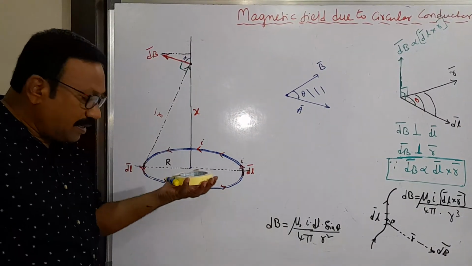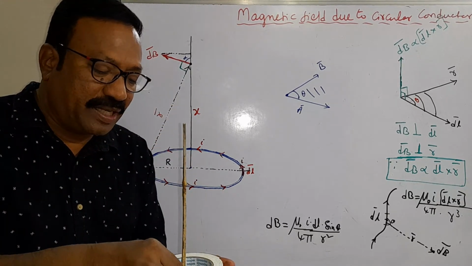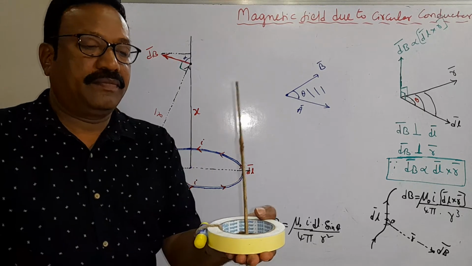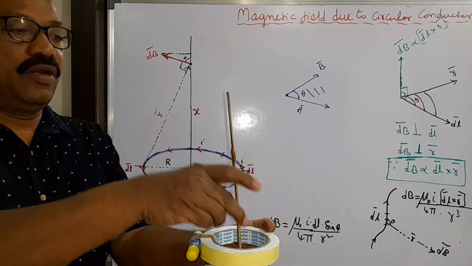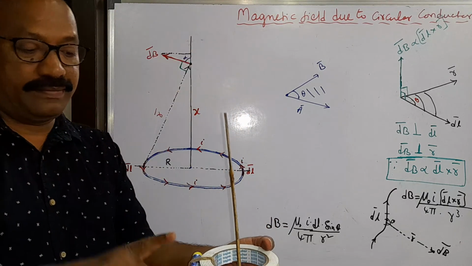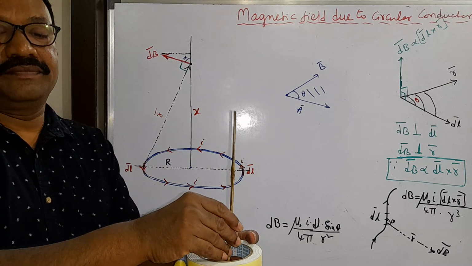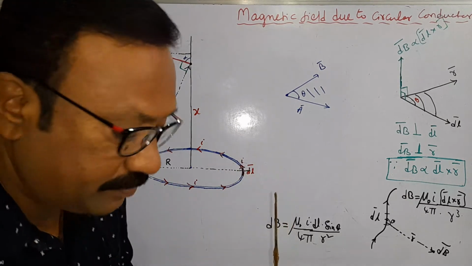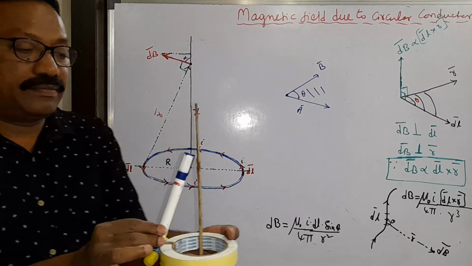This is a circular conductor. On the axis, I would like to determine the magnetic field. This is a circular current carrying conductor. On the axis, I want to determine a magnetic field. This is the direction of current. This is element dl. So where is r bar? This is small r. So here is small r.